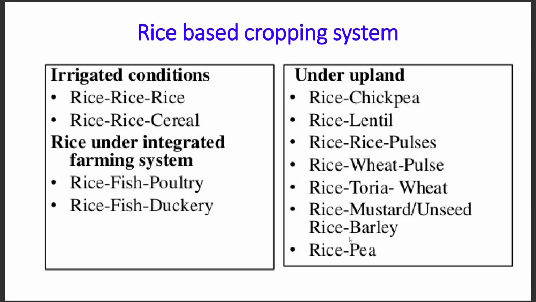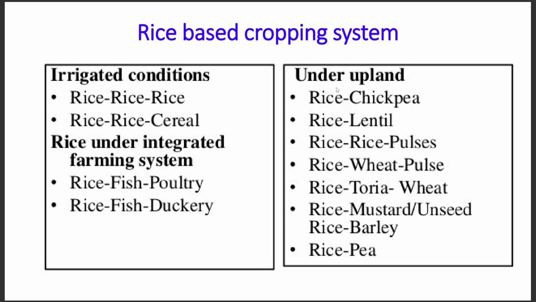And after that we have the rice based cropping system. In irrigated condition we can just go for rice or cereals, other cereals like wheat and rice. Under integrated farming system we can do rice, then we can do fish, poultry, and rice, fish, duckery. Mainly the ducks are there.